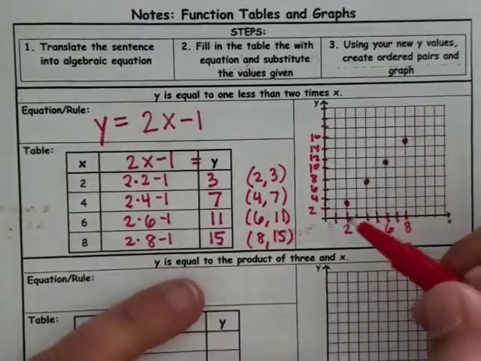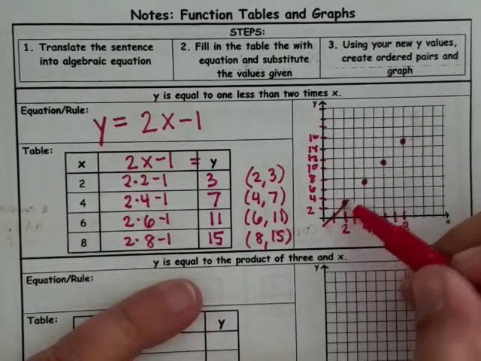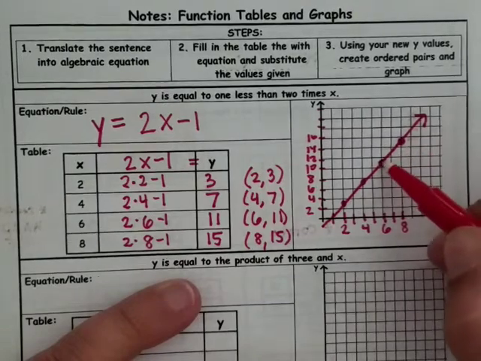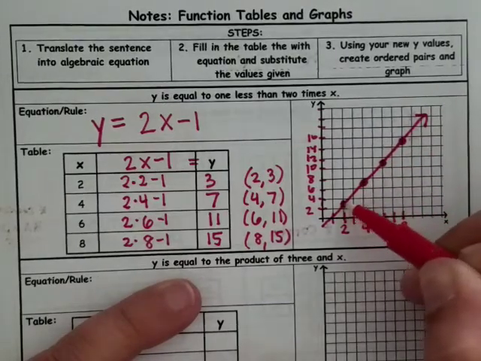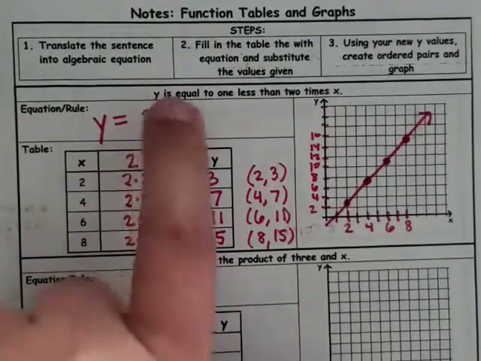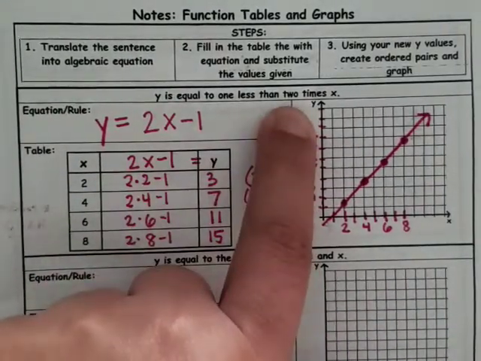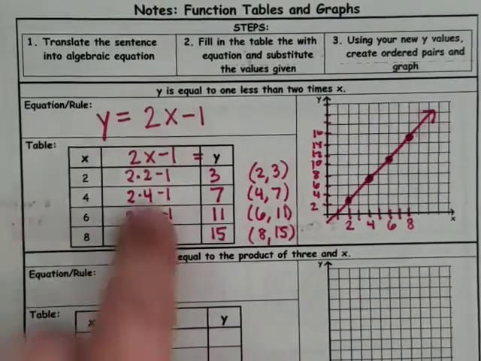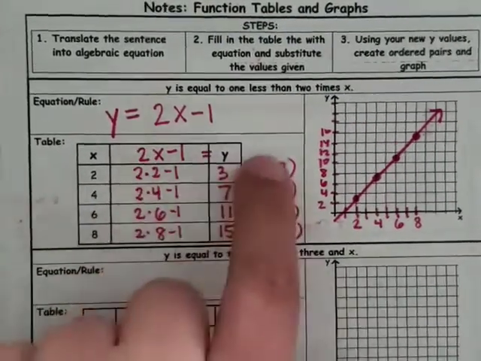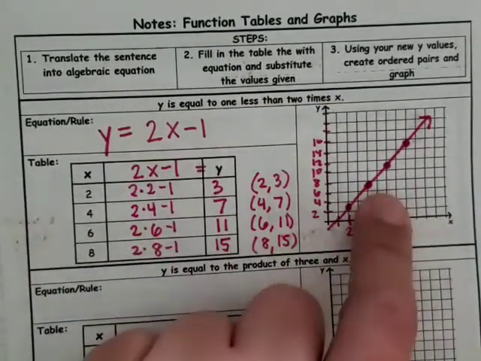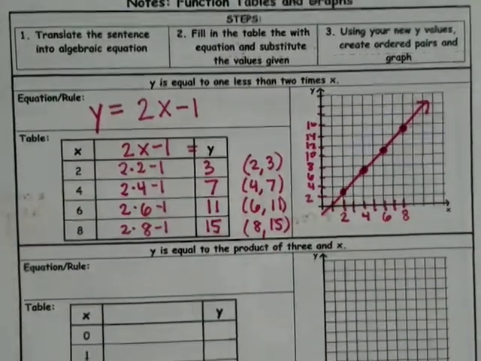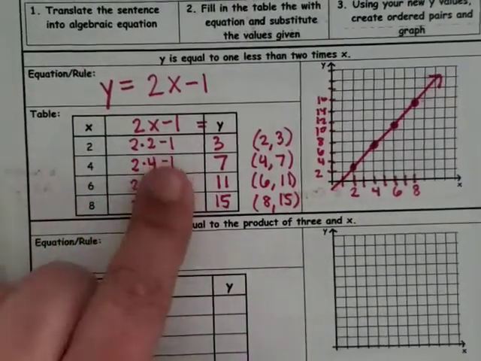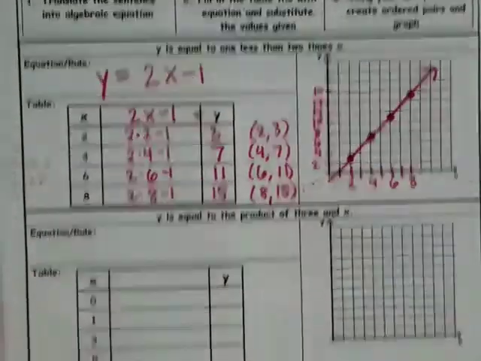All right, and then what you do is you just connect these points and make a nice linear function. I'll just darken these circles a little bit. And then we are done. So we took a word equation, we translated it into an algebraic equation, we then put it into a table. From our table, we got our ordered pairs. From our ordered pairs, we then graphed on a coordinate plane. So pretty much we're bringing everything all together. So translating, substituting, ordered pairs, graphing.